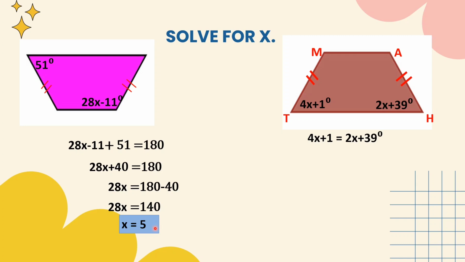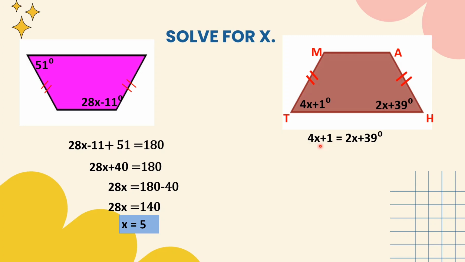Now, let us proceed to the second figure. We have isosceles trapezoid MATH. So we will use theorem number 7, which is the base angles of an isosceles trapezoid are congruent. So we use an equal sign here.